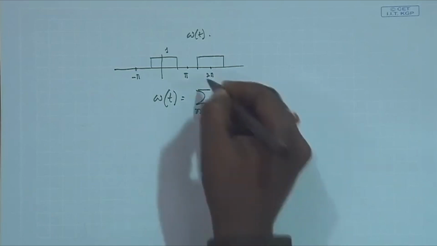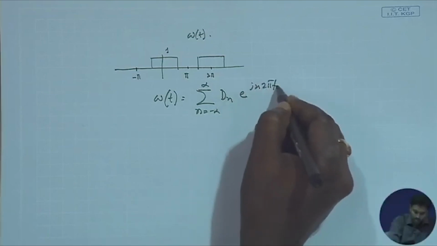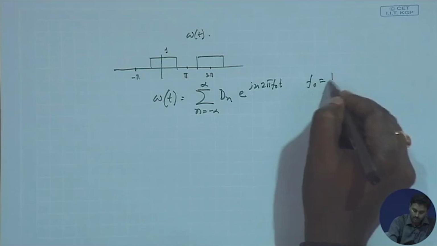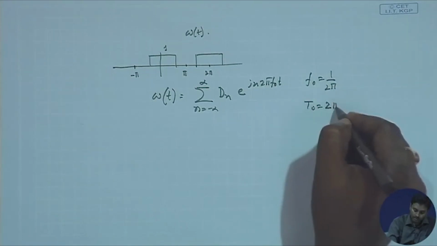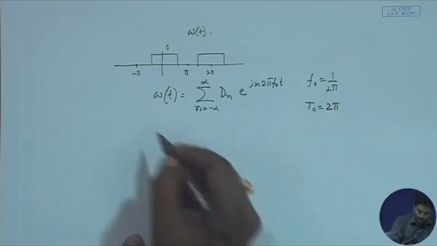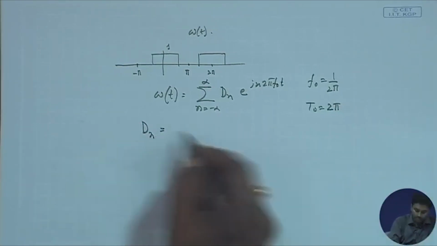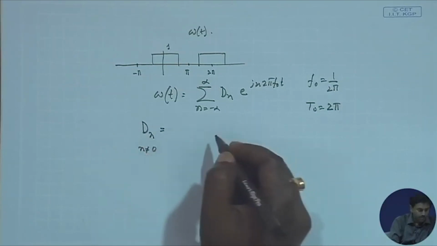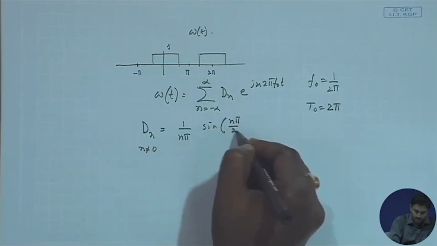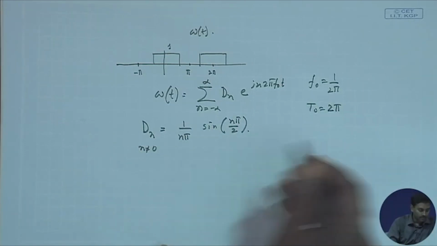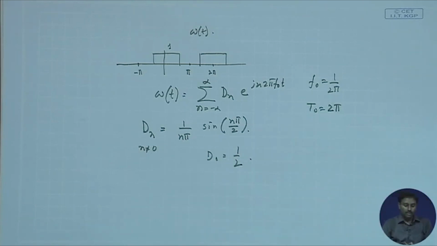So, n going from minus infinity to infinity, I am just recapitulating the same results. So, it is d_n e to the power j n 2 pi f0 t, where of course f0 is 1 by 2 pi, which means that T0 is 2 pi. So, that is the period, and we have also evaluated our d_n. So, whenever n is not equal to 0, d_n becomes 1 by n pi sin(n pi by 2). So, this was our d_n and d_0 was just half, right. So, this is something we have already done.